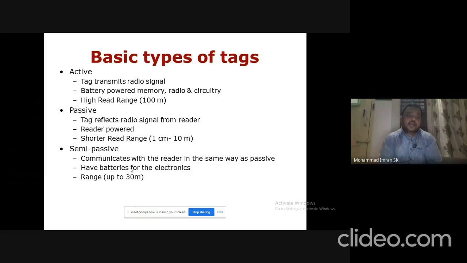Next one, the passive tag reflects radio signal from the reader, and it's reader powered, and it's short range, from 1 centimeter to a few centimeters. Next one is semi-passive. It communicates with the reader in the same way as passive, and it has batteries for the electronics. For semi-passive, the range is up to 30 meters.